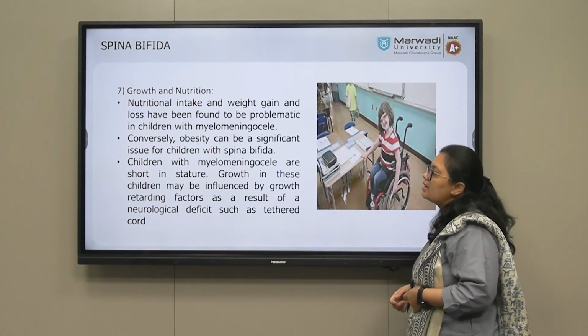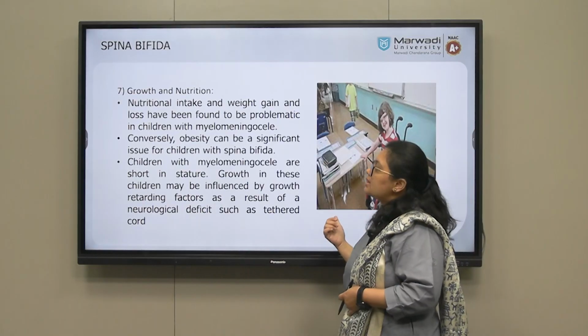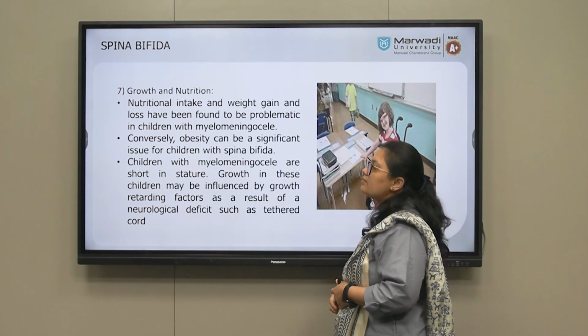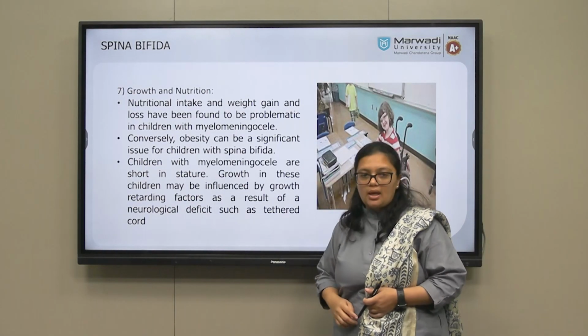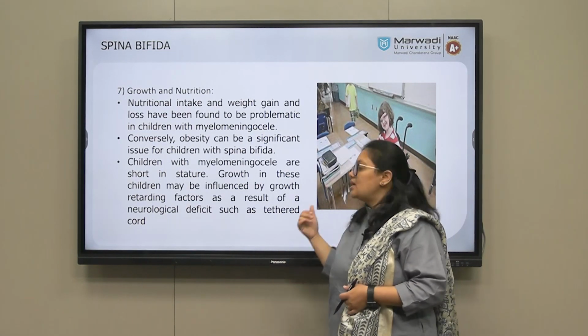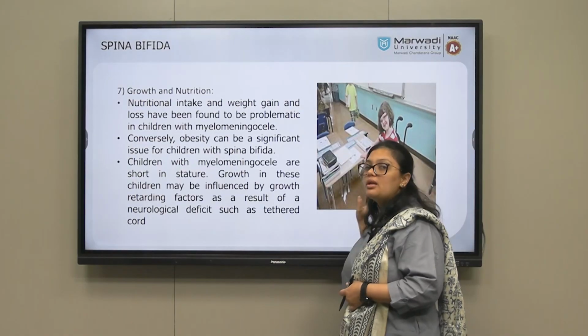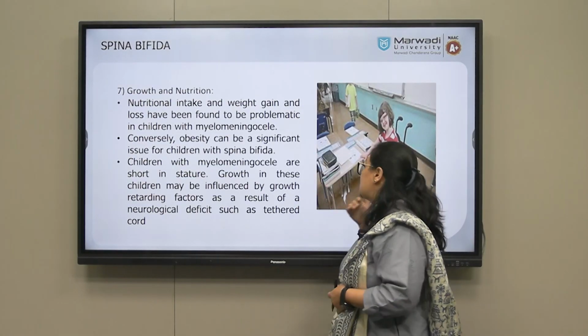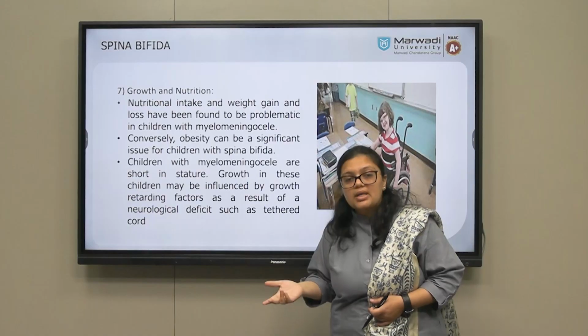Nutrition intake and weight gain or loss have been found to be problematic in children with myelomeningocele. Now, why weight gain? Weight gain is because the child will now be continuously sitting. As he is having his lower limb issues, he is not able to stand, though he may be able to sit with support, so then what will happen?